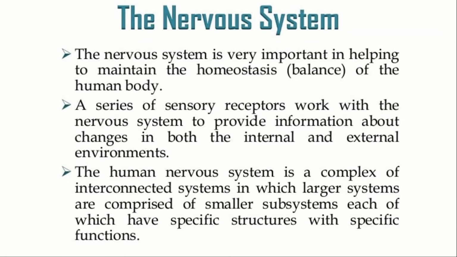The nervous system is very important in helping to maintain homeostasis. So homeostasis is nothing but balance of the human body. A series of sensory receptors work with the nervous system to provide information about the changes in both internal and external environments. The human nervous system is a complex of interconnected systems in which larger systems are comprised of smaller subsystems, each of which has specific structures with specific functions.